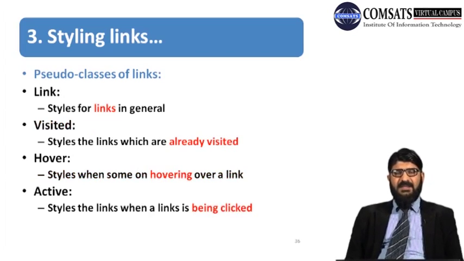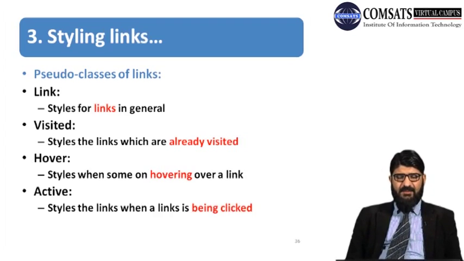Then some major pseudo classes for links, hyperlinks. Style for links in general. So link is basically a general styling. Visited links, which are already visited by the user, are the second category of the link class. Hover means when the user moves their mouse over it or selects it. And then active link, the link which is clicked at the moment, in the current scenario. So these are the four categories of the link.